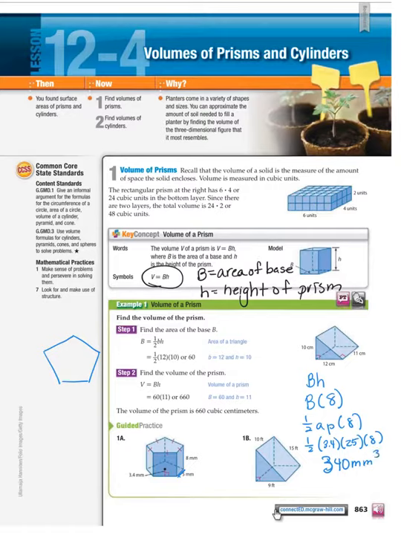So now I'm going to multiply out 0.5 times 3.4 times 25 times 8, and I'm going to get 340 cubic millimeters. It would take 340 little bitty sugar cubes that are a millimeter on each side to fill up that particular solid. Okay, let's move on.